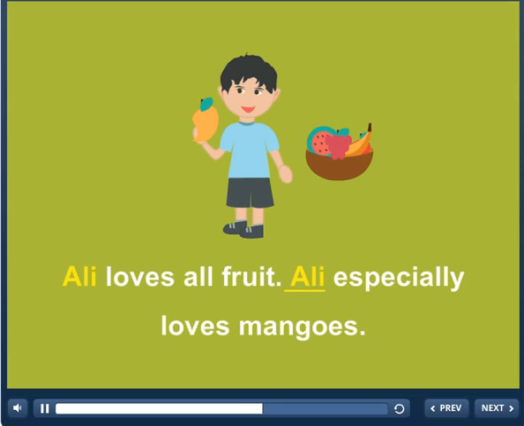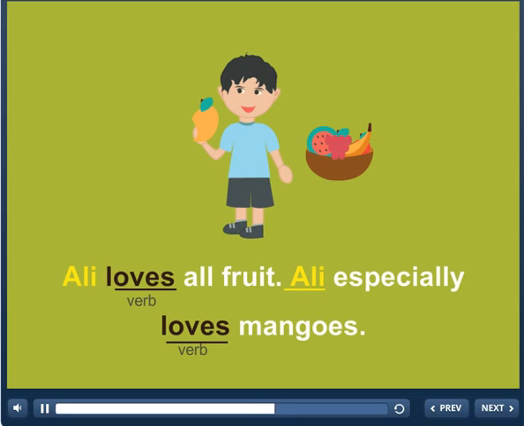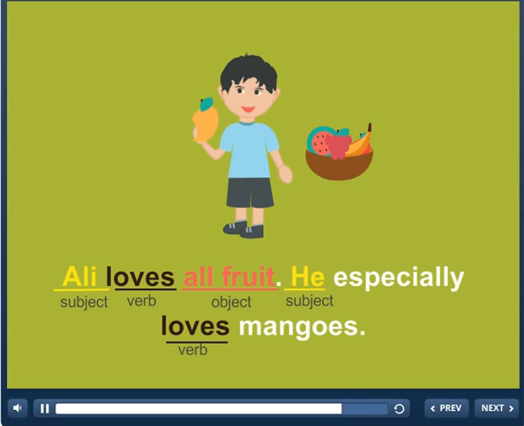Ali especially loves mangoes. The verb is loves. Who loves? Ali does. The subject in this sentence is Ali. Therefore, we replace Ali with the appropriate subject pronoun. He. Ali loves all fruit. He especially loves mangoes. For your information, in the first sentence, all fruit is the object.